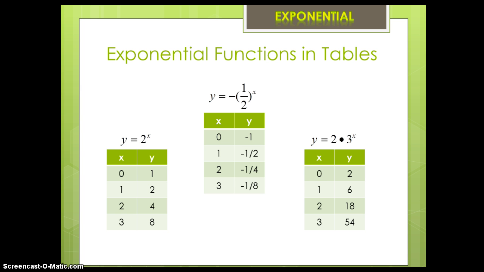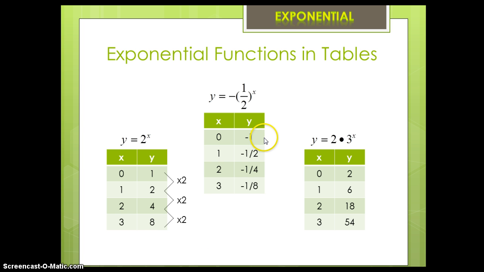So let's look at exponential functions in a table. The first one is y equals 2 to the x. So we just created a table here where we plugged in a value for x and we got out a value for y. So we know that 2 to the 0 power is going to be 1. 2 to the first power is 2. 2 to the second power is 4, and 2 to the third power is 8. Now if we look at our values, notice as we go up, we're multiplying by 2, we're doubling our pattern.